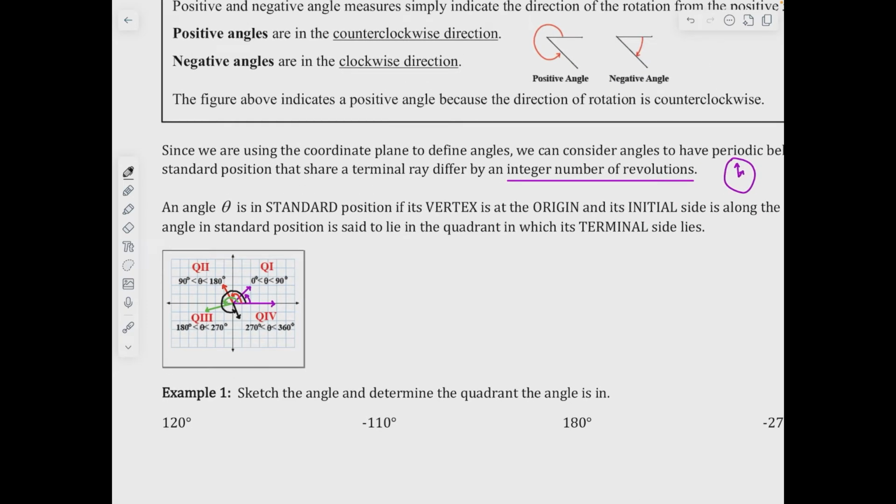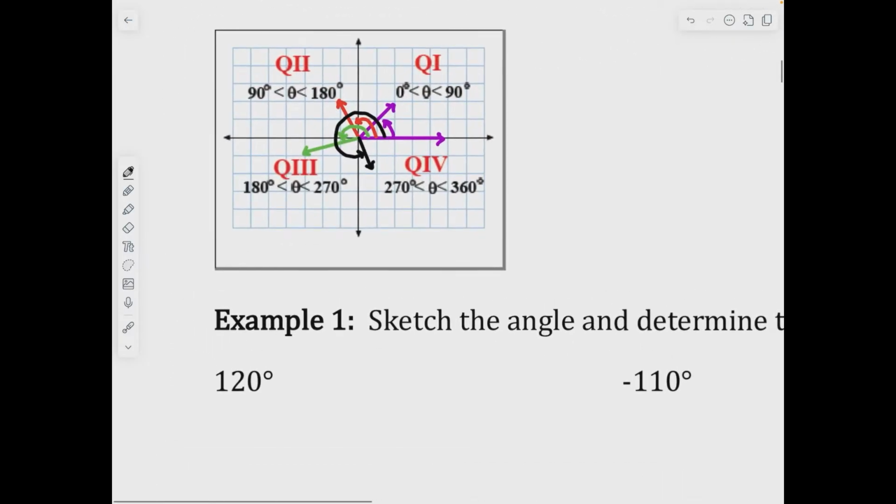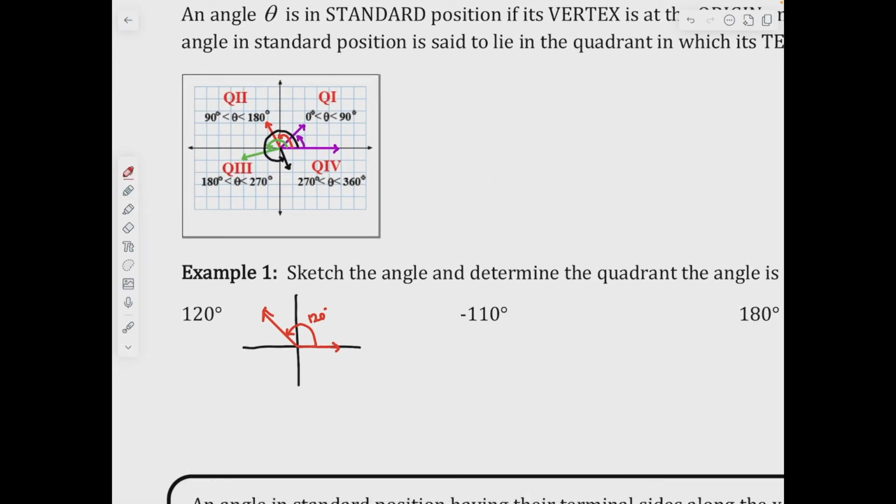Example number 1 says sketch the angle and determine the quadrant the angle is in. So what that means here is this. If I have 120 degrees, here is my graph. 120 degrees is about 30 degrees past 90 degrees. So if I draw something like that, 120 degrees opens positive. So we are referring to this angle right there, so you can see it easier. That is what 120 degrees looks like, and it is in quadrant number 2.